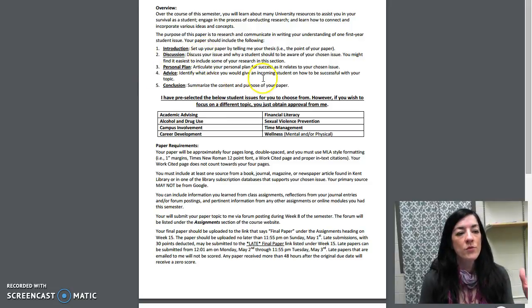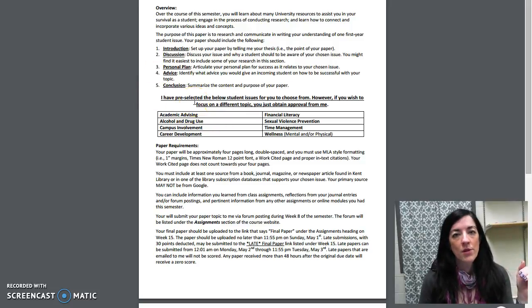And so this is where I want you to share specific advice for a fellow college student on how to deal with the particular issue that you've chosen. Okay, so I want some specifics here. Really general information isn't particularly helpful. Really good specific information. And then obviously you need to wrap up with a conclusion.